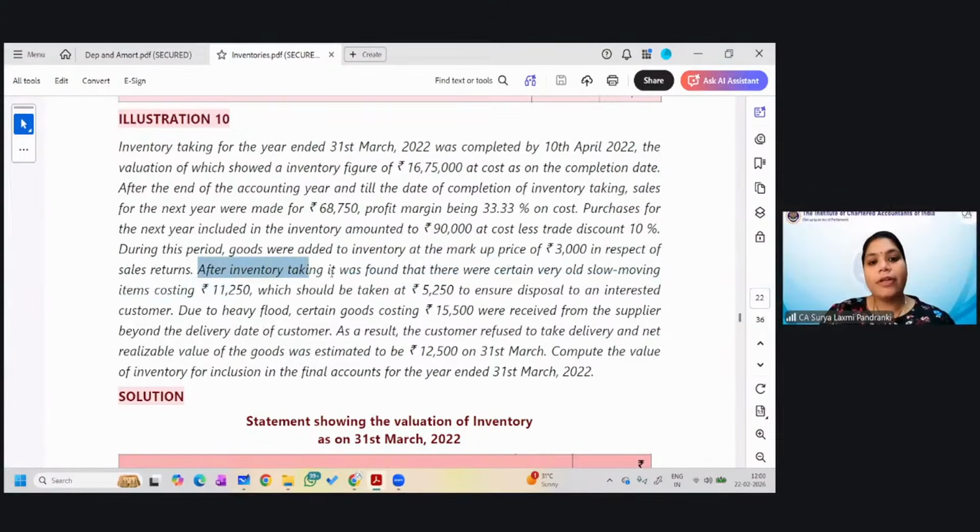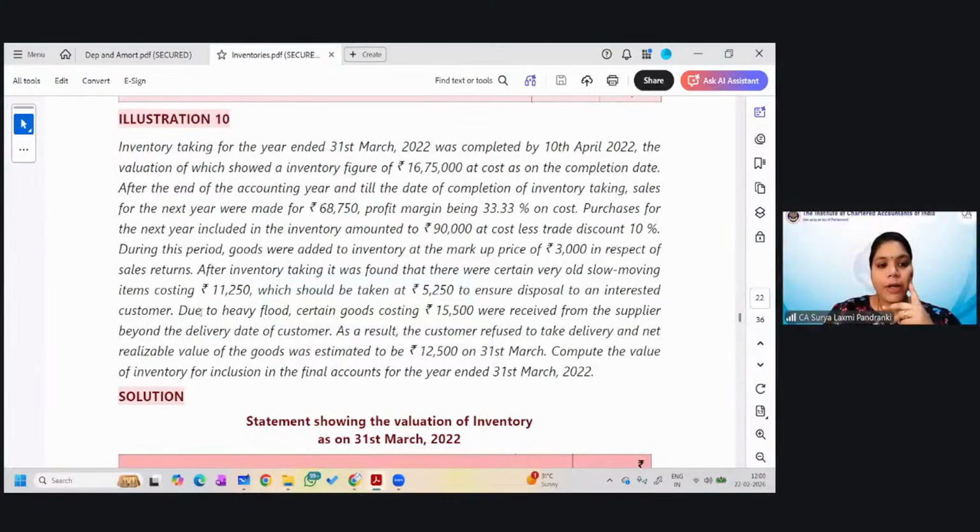Fine. Now, after inventory taking, it was found that there was a very slow moving item costing 11,250, right? So when the inventory taking was done, they came to know that there are some slow moving goods, and the cost of these goods is 11,250, but they have to be considered now at 5,250 to ensure the disposal to an interested customer, which means you are having a loss here, right? The cost of those goods is 11,250, but now it is only considered at 5,250, right? So you have a loss here. This has to be considered when you're doing the adjustment.